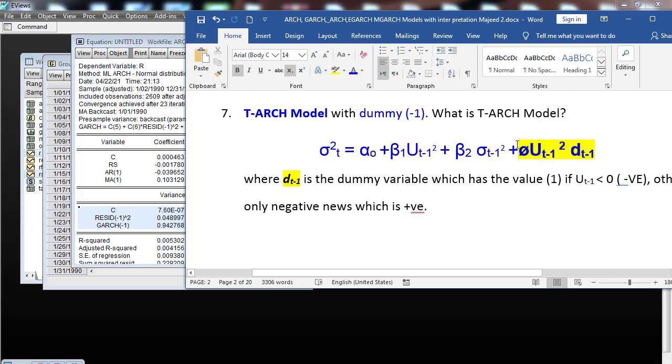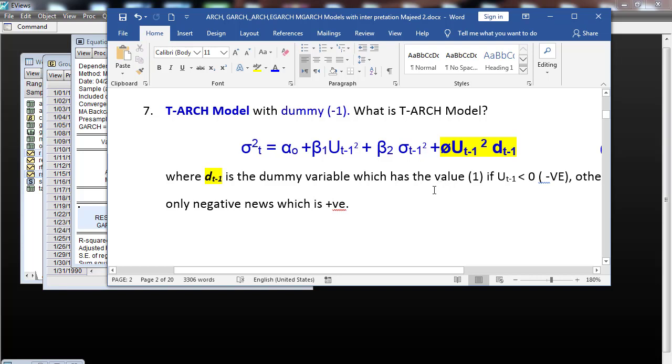Of course, if this term equals 0, we delete this part and we are talking about the GARCH model only. But if this term is not 0, we have to talk about the TARCH model and see whether the dummy variable has an effect on the variance or not. As you can see, the dummy has the value 1 if residual lag 1 is less than 0, which is negative news, otherwise it equals 0.